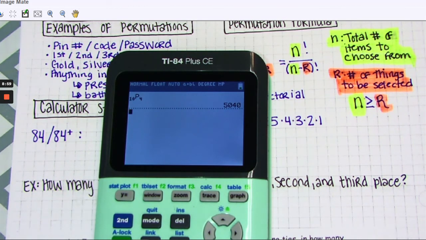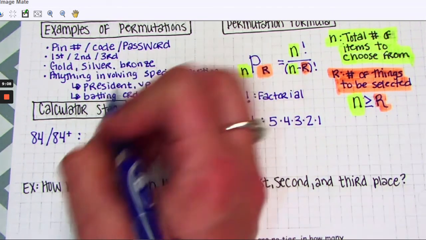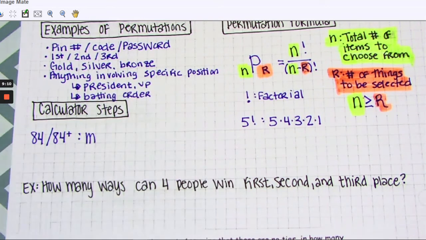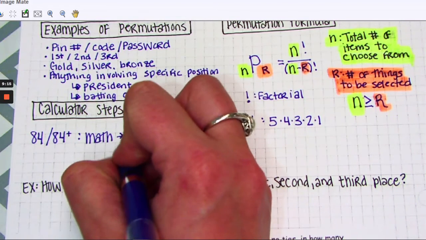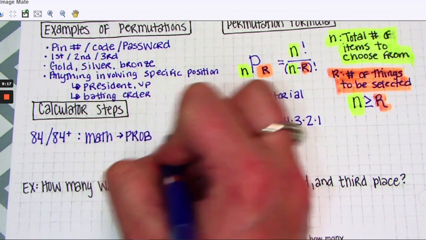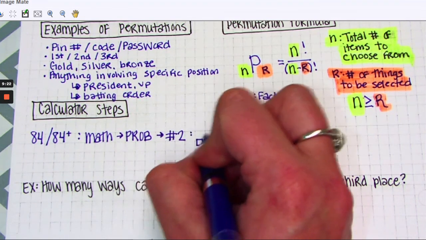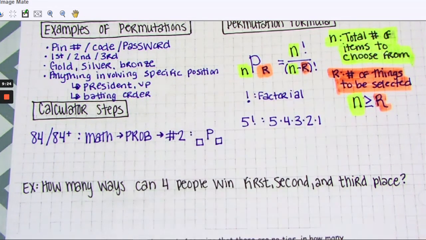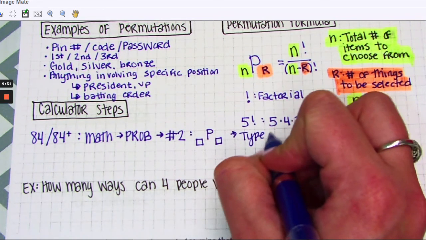Okay? And if you can repeat numbers, the odds of them having the same number is smaller because there's more options to pick from. So the way that you type these in, if you have the colored calculators or the 84, you go to math, you go over to probability, and you select option number 2, which looks like this. It's got the box, P, and looks like that. And then you will just type in N and R.